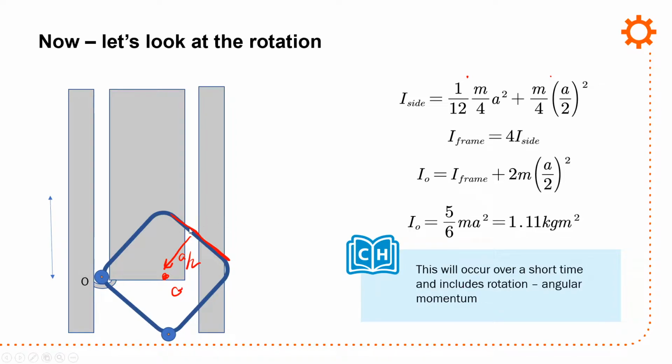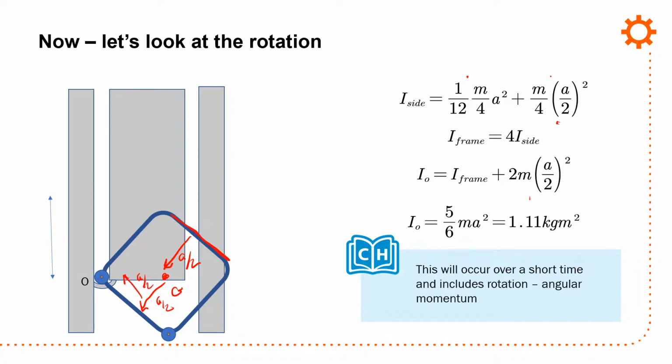Since there's 4 bars, that would be I frame equals 4 times I side. And so I about O is then going to be the distance that it takes to go from G, which is A over 2 again, and A over 2 again, to O. So I have 2 parallel axis theorems that I'm going to use, and I multiply by 4 to get all 4 bars. And I end up with 5/6 ma squared, or 1.11 kilogram meter squared.